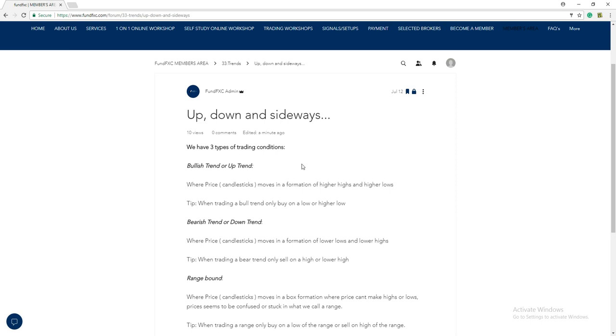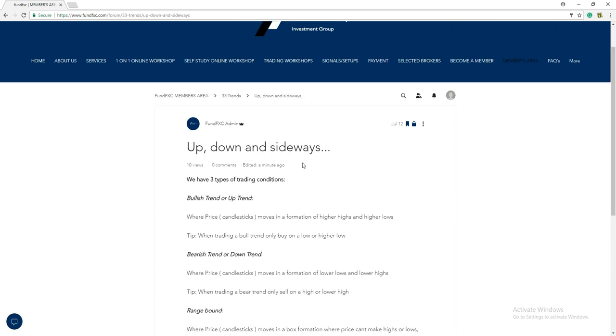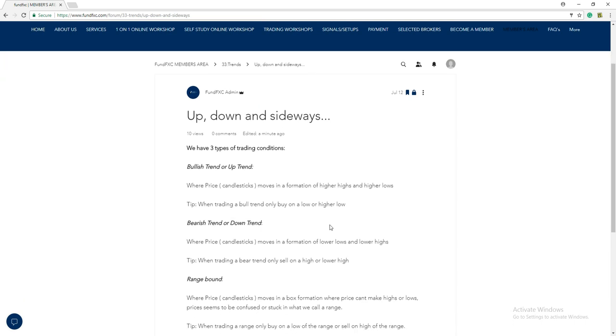Okay, so in these examples, let's first go through the bullish trend or an uptrend. It is when price action or candles move in the formation of higher highs and higher lows. Tip: when trading a bull trend, only buy on a low or higher low.